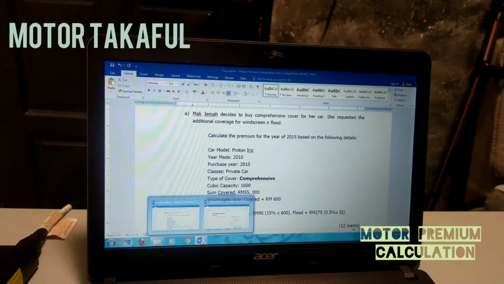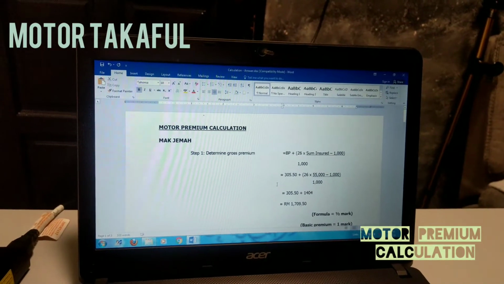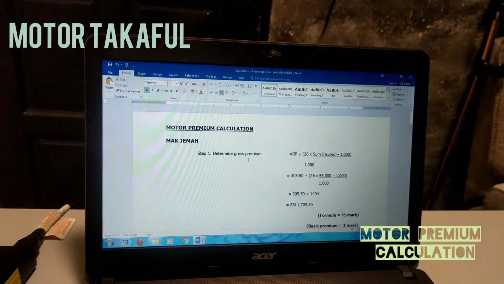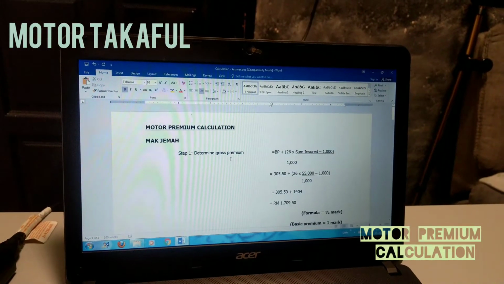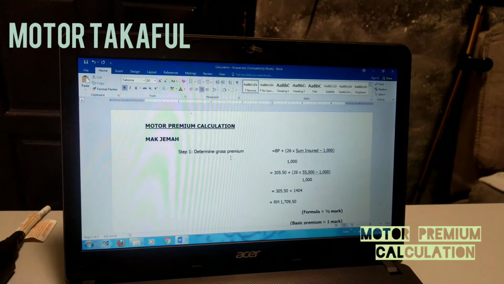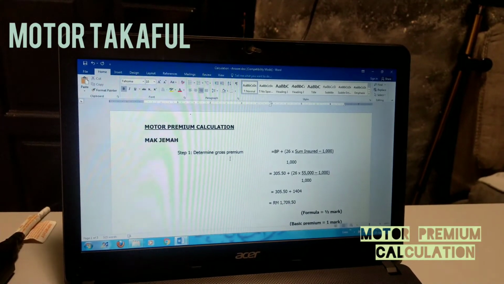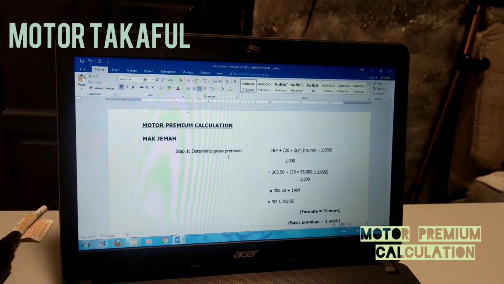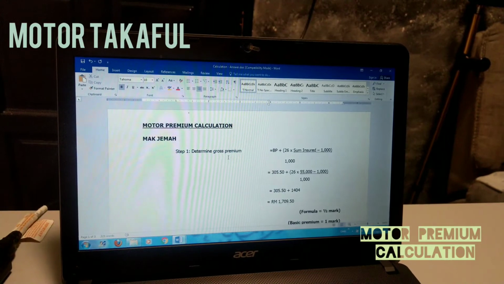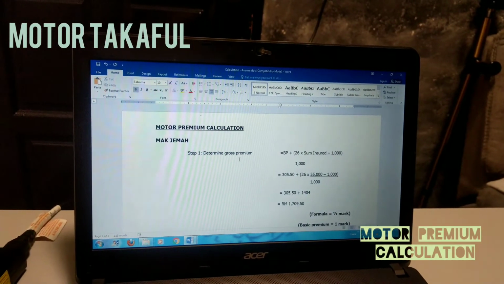So how are we going to calculate for Mak Jemaah's motor? This is the step-by-step process. If you look at the formula, there are 5 steps altogether. You must memorize all of it, because it will not be provided in the final exam. The formula must be memorized.